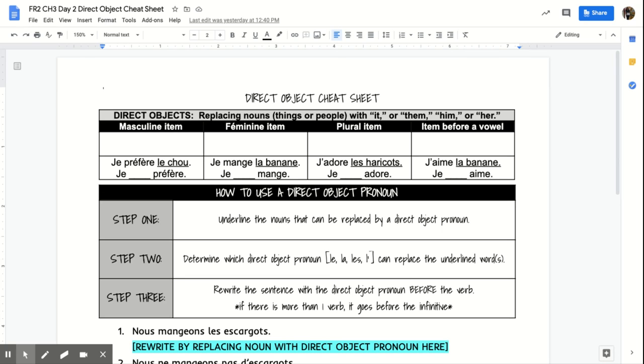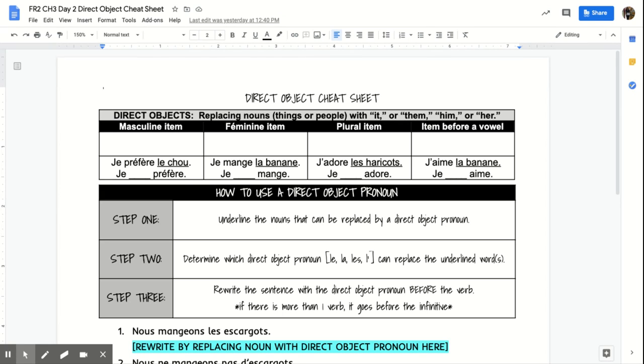Okay, so today we're going to go over the direct object cheat sheet. So you're like, oh my God, what's a direct object? Grammar is hard. But it is actually super, super easy stuff. So direct objects are when we replace nouns, which are things or people, with it or them, him or her. So instead of saying, I like apples, we can say, I like them.